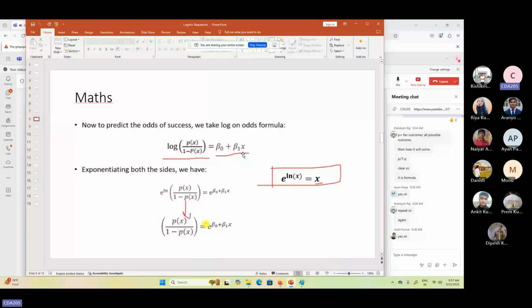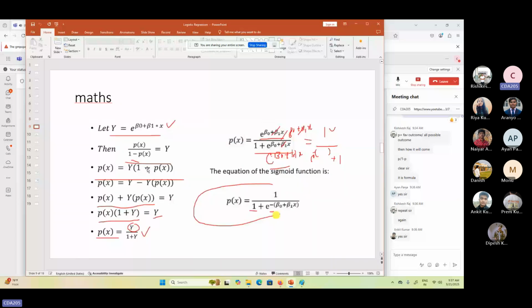Now we are taking exponential on both sides. So e to the power ln p(x) by 1 minus p(x) is equal to e to the power beta naught plus beta 1 x. And we know that e to the power ln x is equal to x, so that will be the x part. So p(x) by 1 minus p(x) is equal to e to the power beta naught plus beta 1 x. Now this part, e to the power beta naught plus beta 1 x, we can take as a capital Y. So now my formula will be p(x) by 1 minus p(x) is equal to Y.